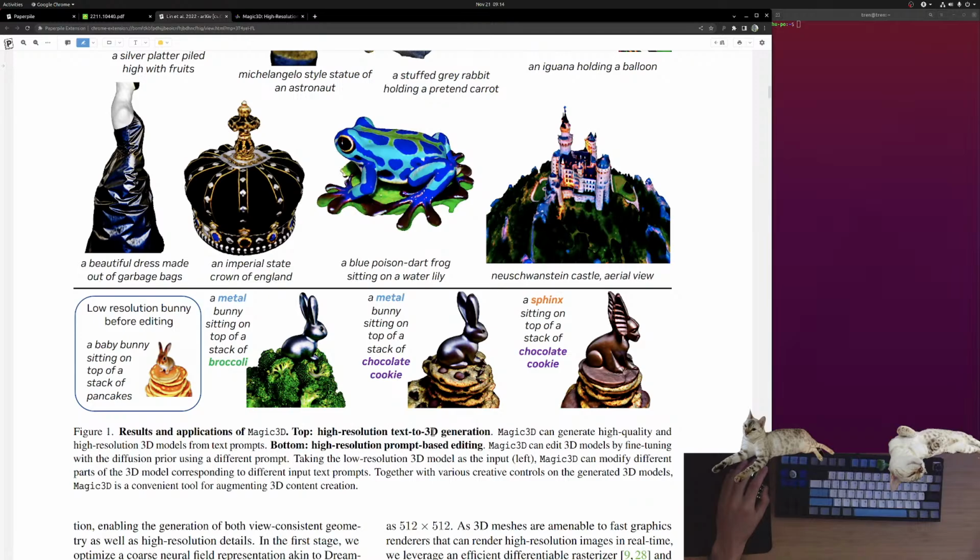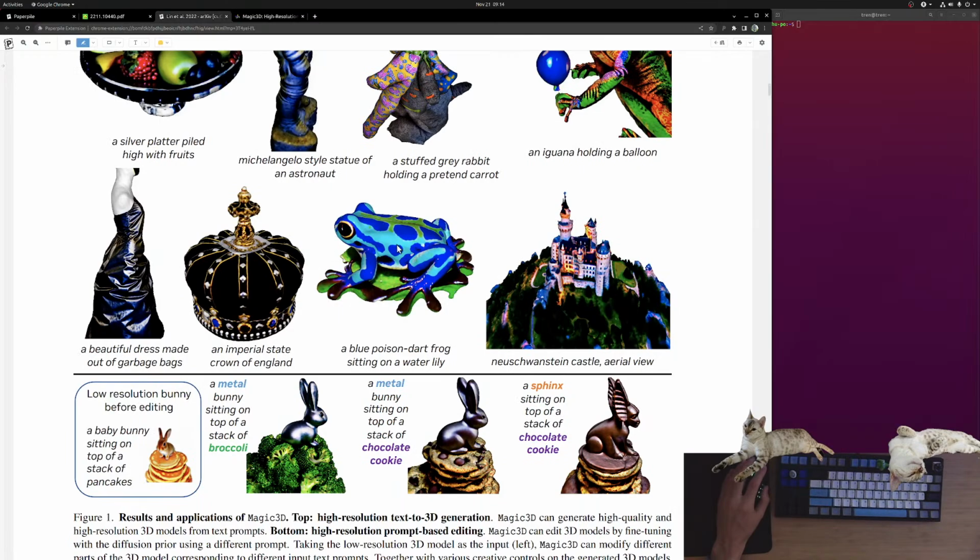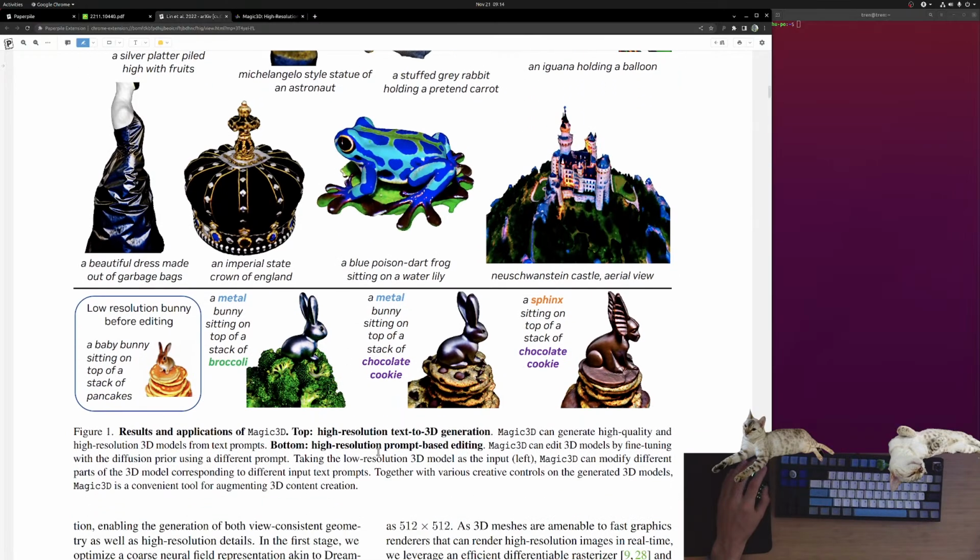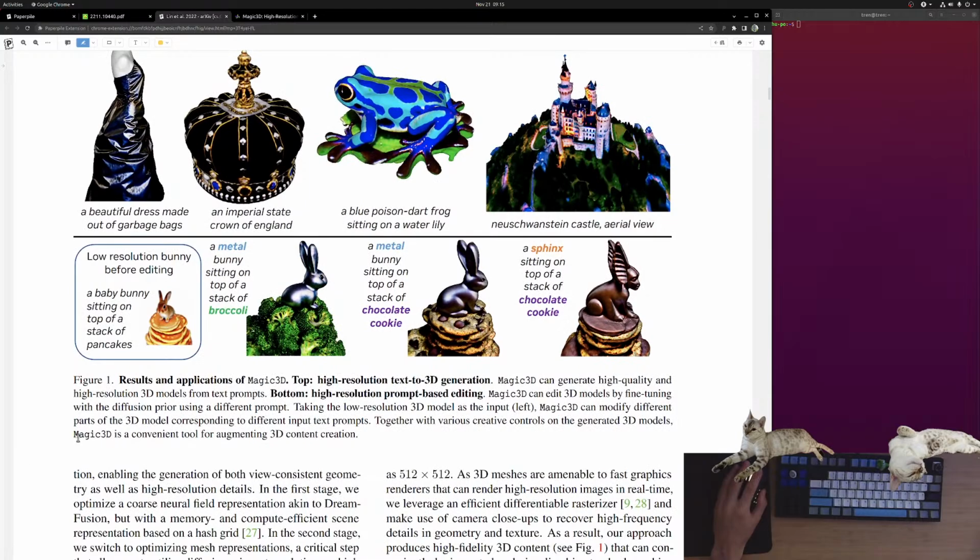Okay, high resolution text to 3D. Okay, it's the top. Bottom, high resolution prompt based editing. Magic3D can edit 3D models by fine tuning the diffusion prior using a different prompt, taking the low resolution 3D model as an input. Okay, I wonder if this is a real 3D model or if this is also generated. Magic3D can modify different parts corresponding to the different input text. Magic3D is a convenient tool for augmenting 3D content creation.